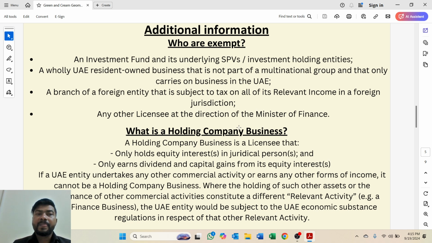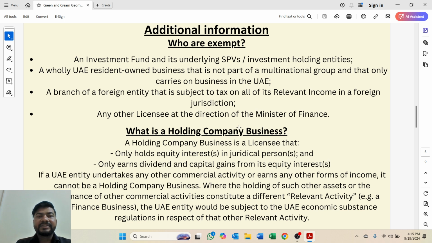Other is a UAE national owned business that is not part of a multinational group and only carries on business in the UAE. Suppose I am a UAE national and I have a business in the UAE. This business is not part of any multinational group. Also, my business only conducts its activities within the territorial area of the UAE. In that case, my business will be considered an exempt licensee.